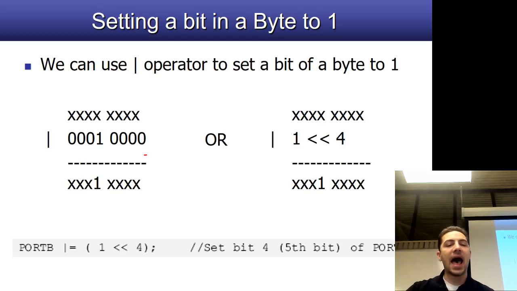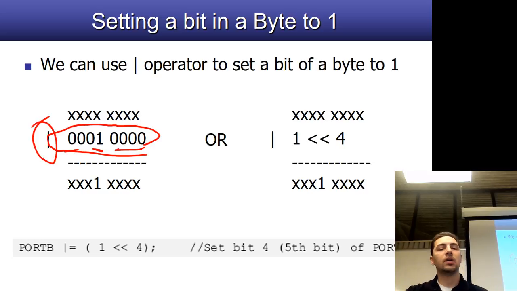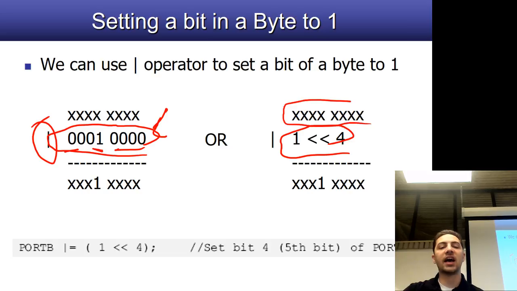You need to make your mask have a 1 in that position, zeros everywhere else, and OR. If you want to build that mask, you use shifting. 1 shifted left by 4 builds your mask. And then it doesn't matter what all these x's are. Most of the x's are going to pass down because 0 ORed with x is x. 1 ORed with x is always 1.